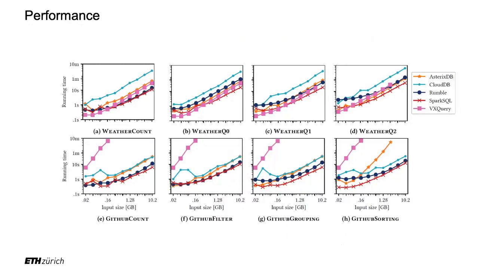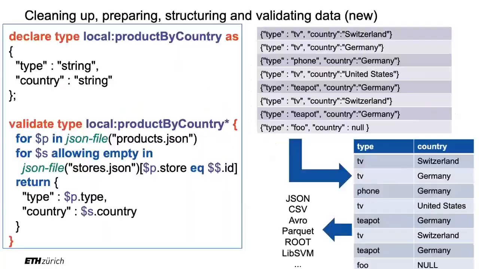Okay. In terms of performance, this is in the publication we had, that it competes quite well with other technologies. So the students basically did a great job at implementing the RumbleDB engine. Here is just an example of when you validate types and output to JSON, CSV, Avro, Parquet, and so on, but we actually already did that with the histogram.